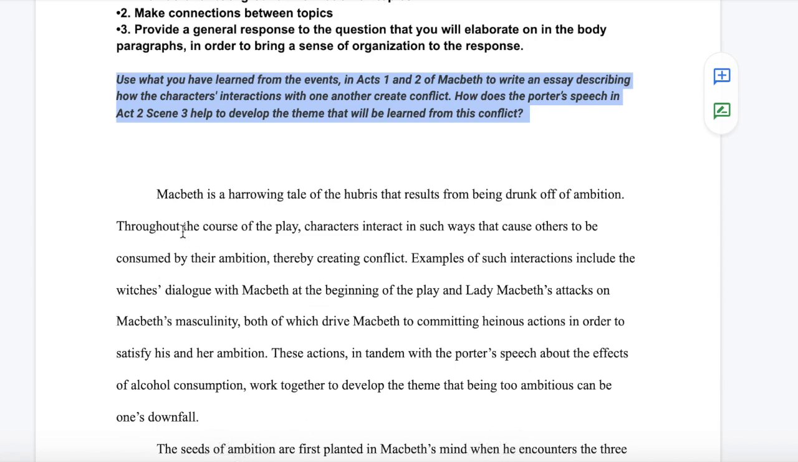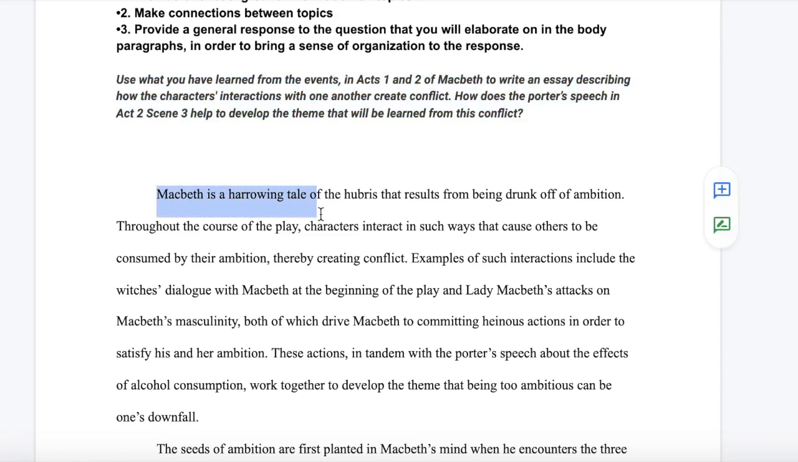So I'm just going to go over the first paragraph. When I say Macbeth is a harrowing tale of a hubris that results from being drunk off of ambition, Macbeth is one of the topics in this prompt. And if you're in my class, you'll remember we came up with 5 topics. So Macbeth is one topic. Characters' interactions is another topic. These are all different things that we're talking about. Conflict is another topic. The Porter's speech is another topic, and then theme is another topic.